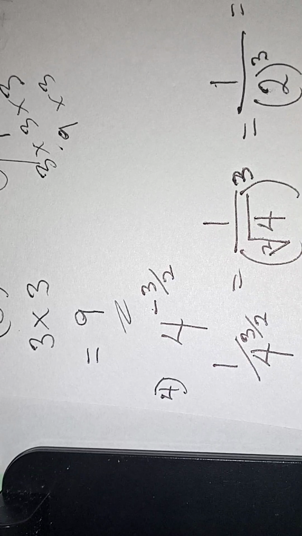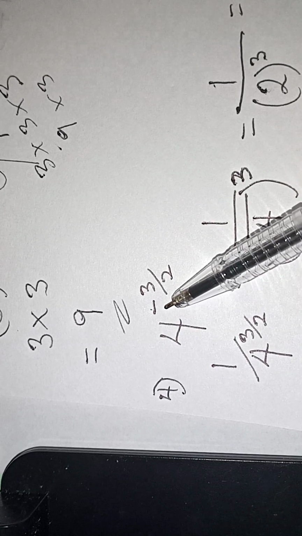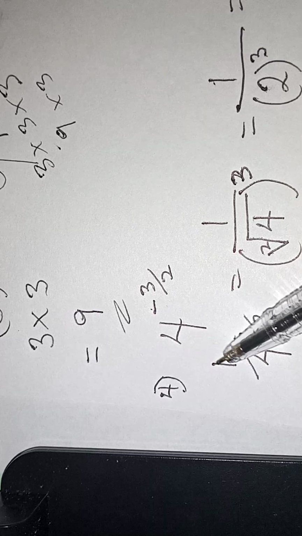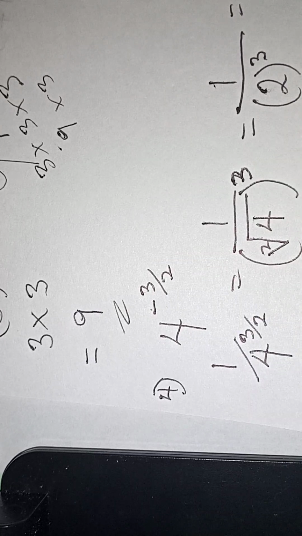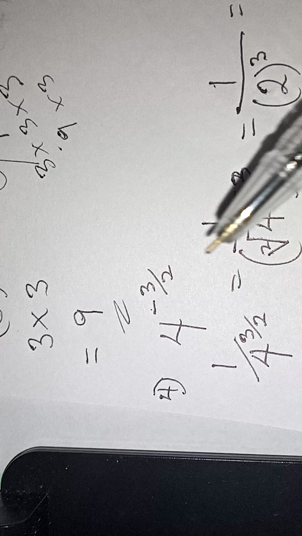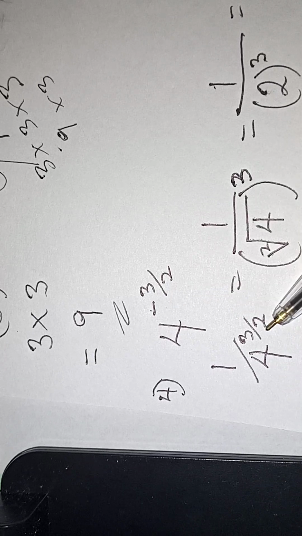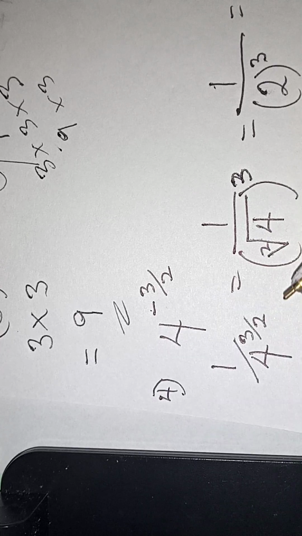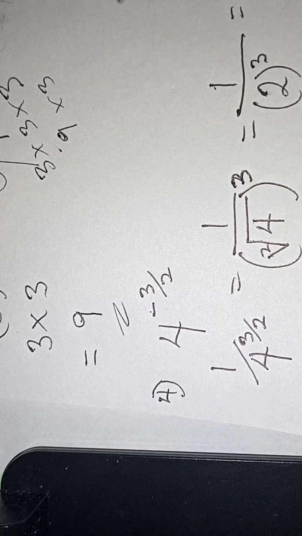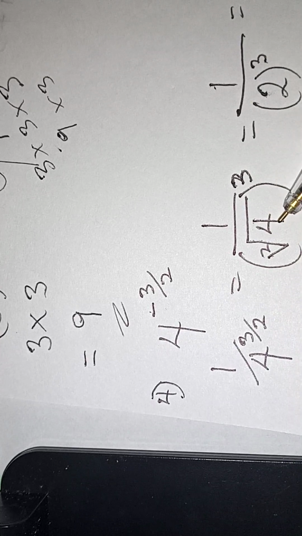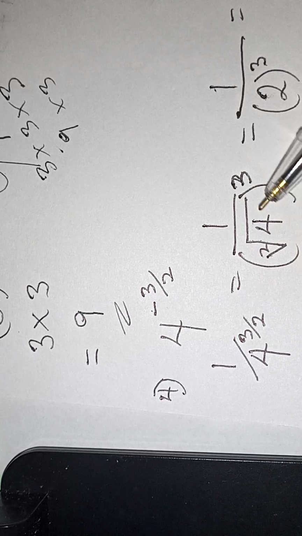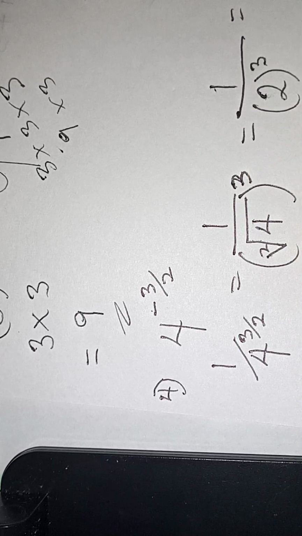So the first thing I did was to make this minus to 1 all over, as I told you in the law of indices, a negative exponent, a raised to power minus n, in the first video. So as you can see, you take it as 1 all over 4 to the power of 3 over 2, which is equal to the square root of 4 to the power of 3.